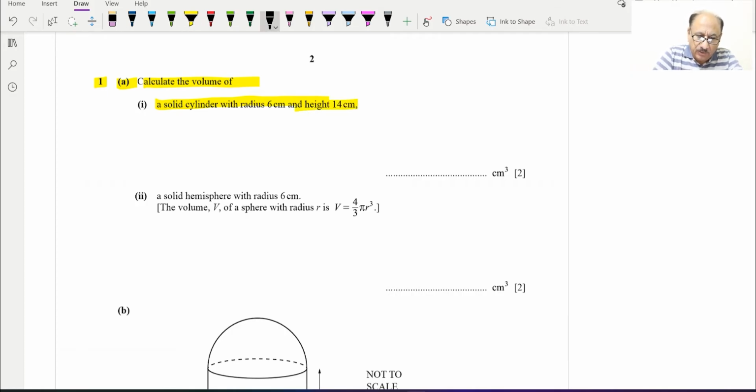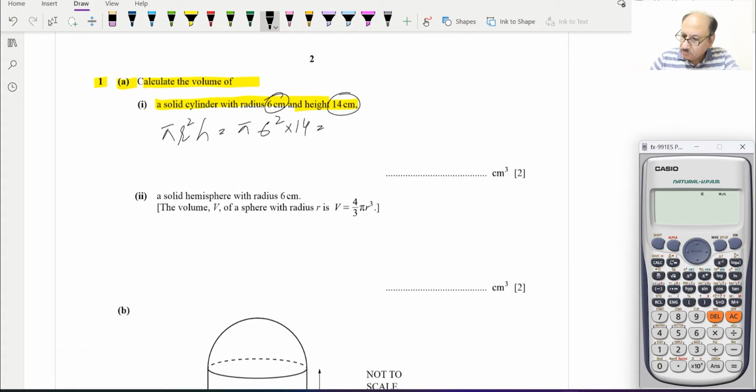So it will be pi r squared h. Pi r squared h is basically the volume of the cylinder. So this will be equal to pi, radius is 6, so we take 6 squared, times h, height is 14, so multiply by 14. We can use the calculator: 6 squared multiplied by 14 is equal to 504 pi.